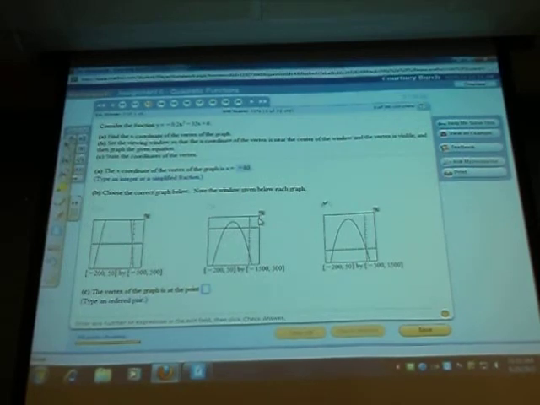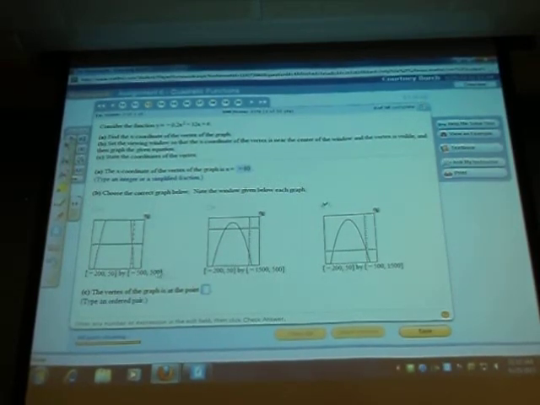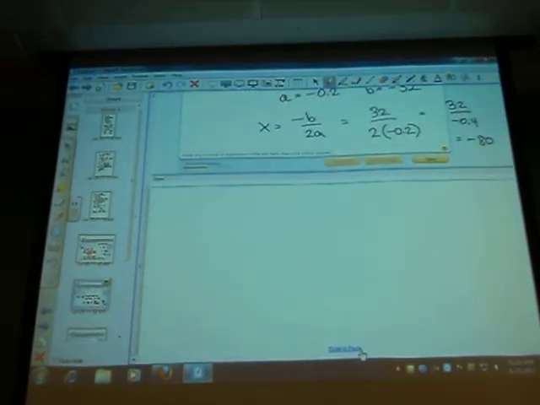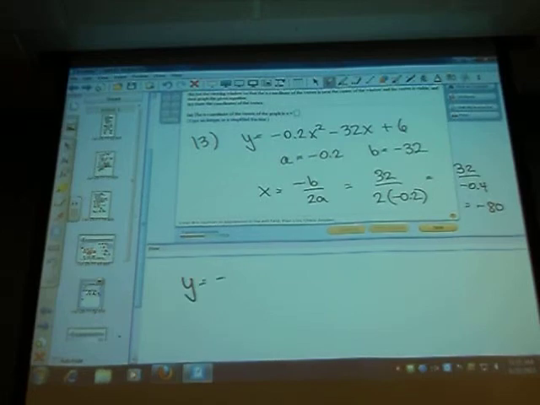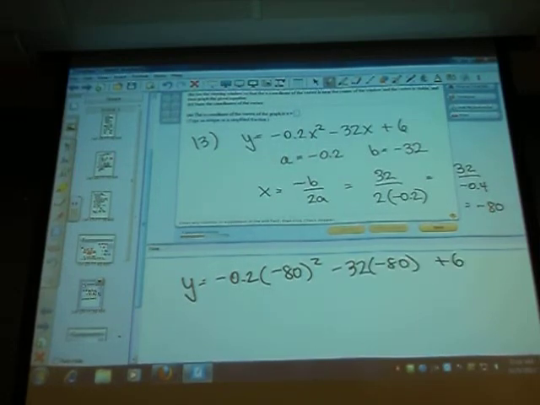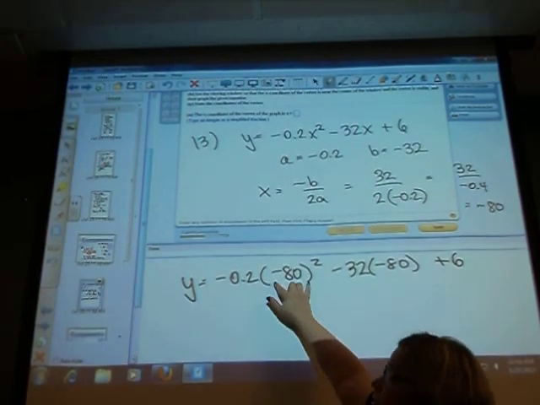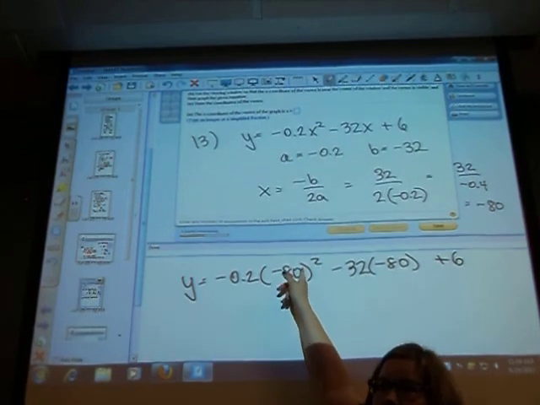Okay, now to give the total vertex, I want to find the y coordinate. So to find the y coordinate, I'm just going to plug in my x coordinate. Now, I highly recommend you guys plug this in the calculator all at once. You can do that by using the parentheses on the calculator. Okay? So you would just do negative 0.2, parentheses, negative 80, close parentheses, squared.